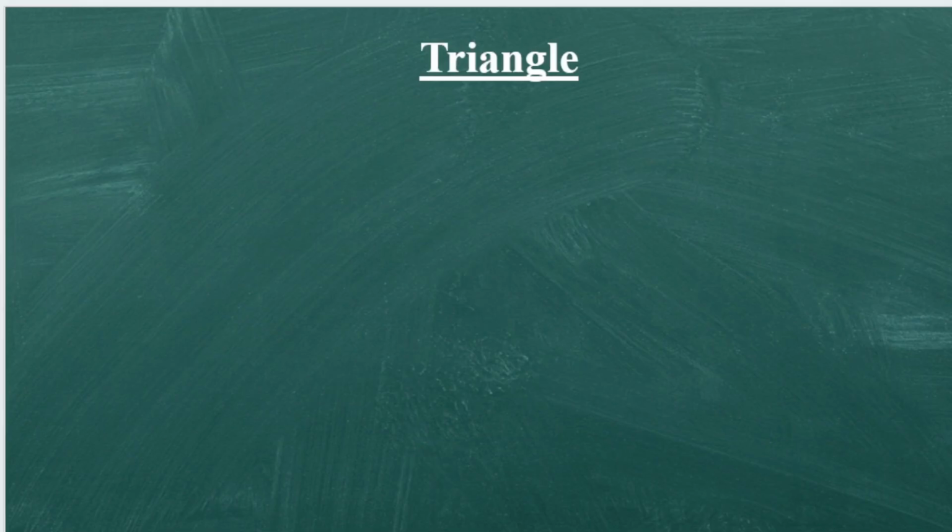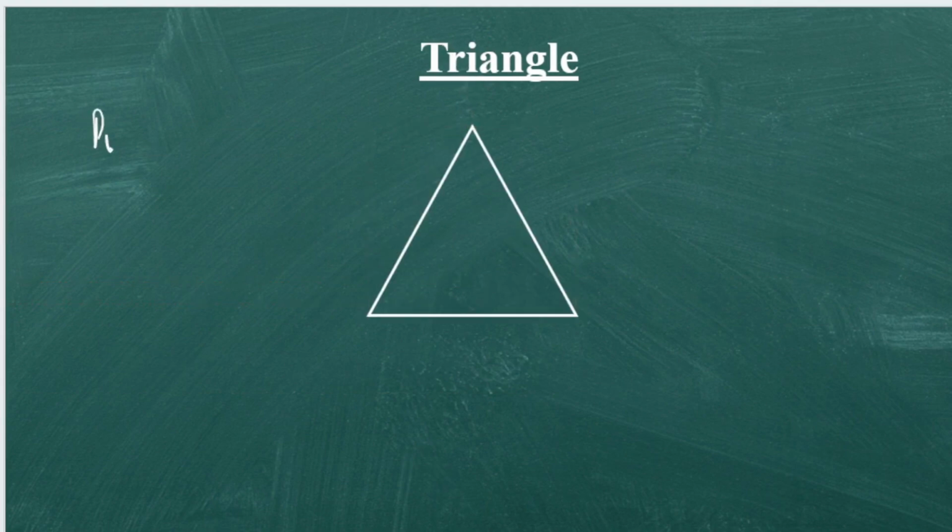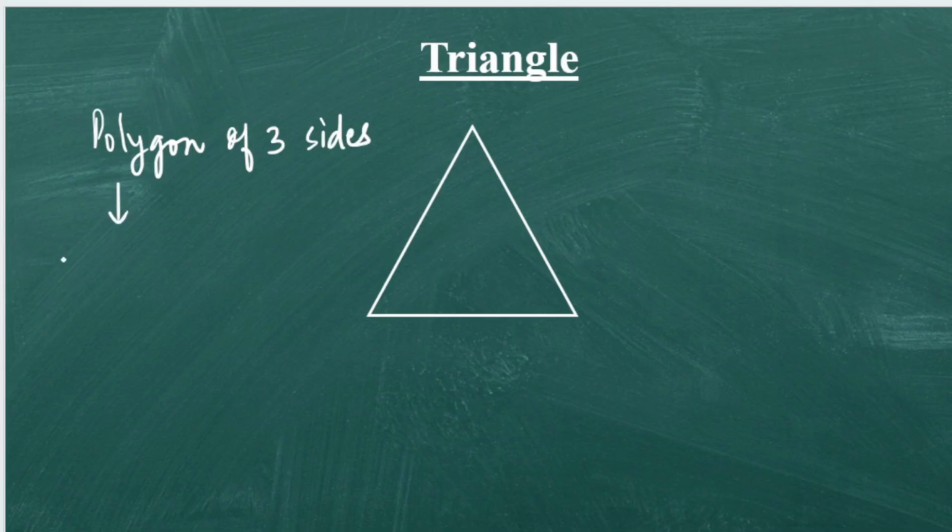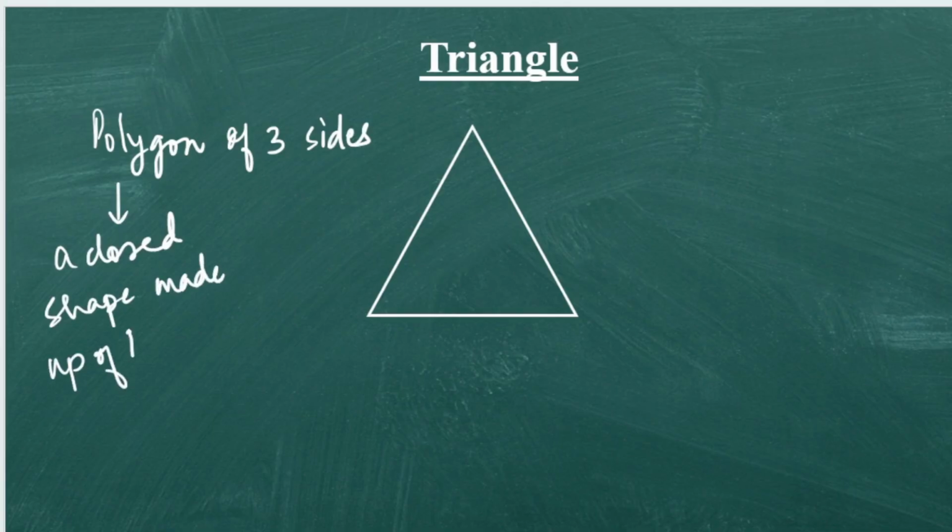Triangle. A triangle looks like this. A triangle is a polygon of three sides. Polygon means a closed shape. What is a polygon? A closed shape made up of line segments. You can see it's a closed shape made up of line segments, so it is a polygon. And how many sides are there? Three sides. So a triangle is a polygon of three sides.